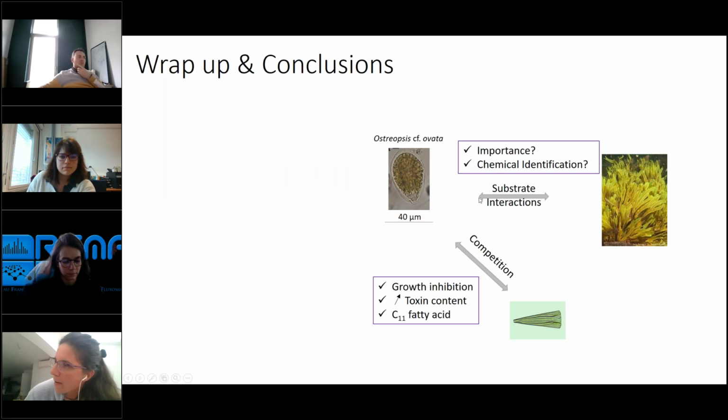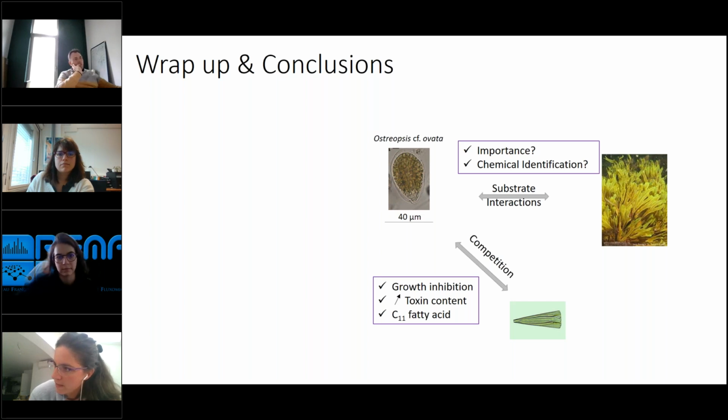So in conclusion, the interaction between Ostreopsis and the other members of the ecosystem still needs to be really assessed. As part of the substrate interaction, we know it can exist. There is a potential for a chemical inhibition or chemical attraction, but we don't know its importance, and we don't know the chemicals that are involved in this interaction.